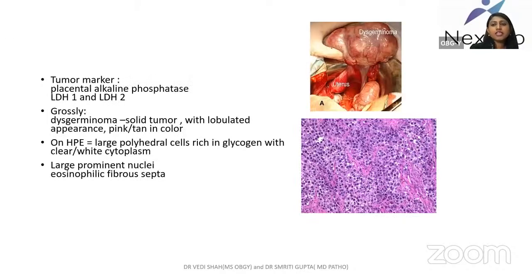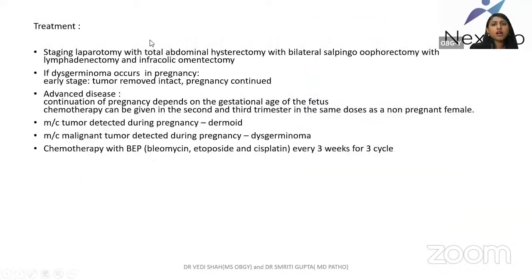Now, the picture of dysgerminoma was already described. The tumor markers are placental alkaline phosphatase as well as lactate dehydrogenase 1 and 2. How are you going to manage such a case? Since it is a malignant condition, you go for surgical laparotomy staging, where you remove the uterus, that is total abdominal hysterectomy with bilateral salpingo-oophorectomy, with lymphadenectomy and infracolic omentectomy.